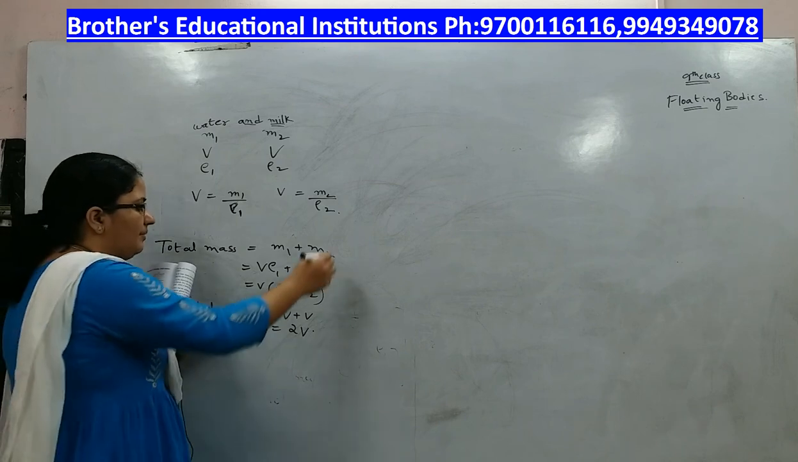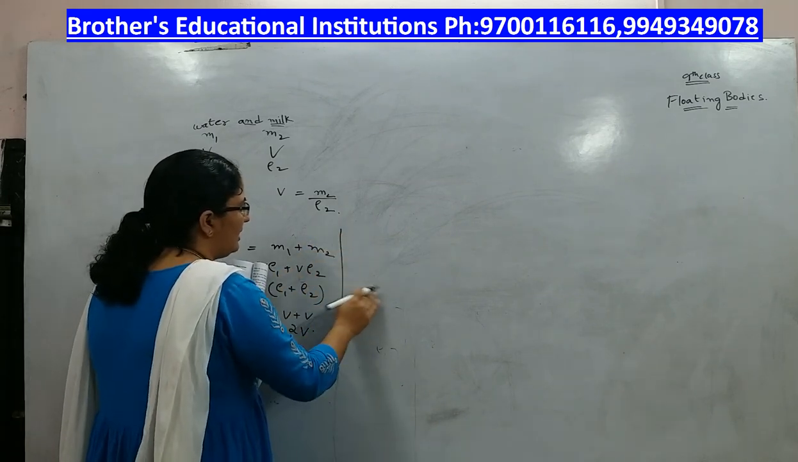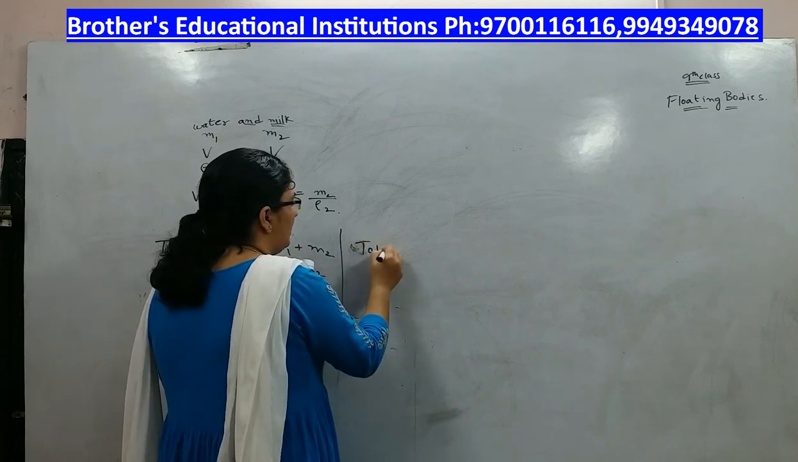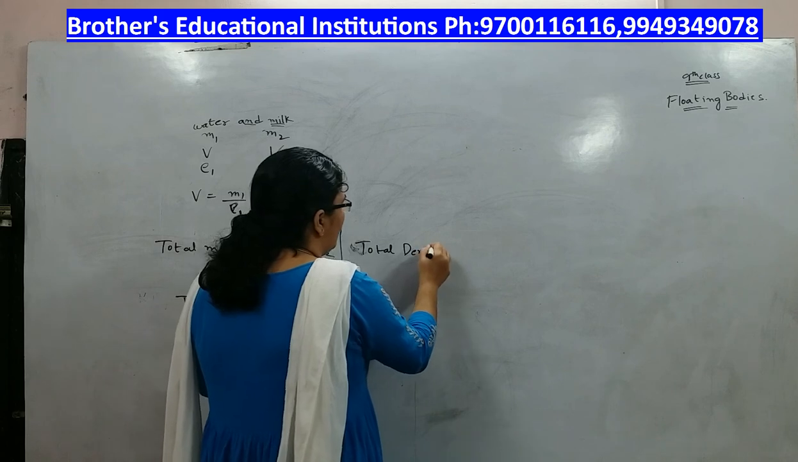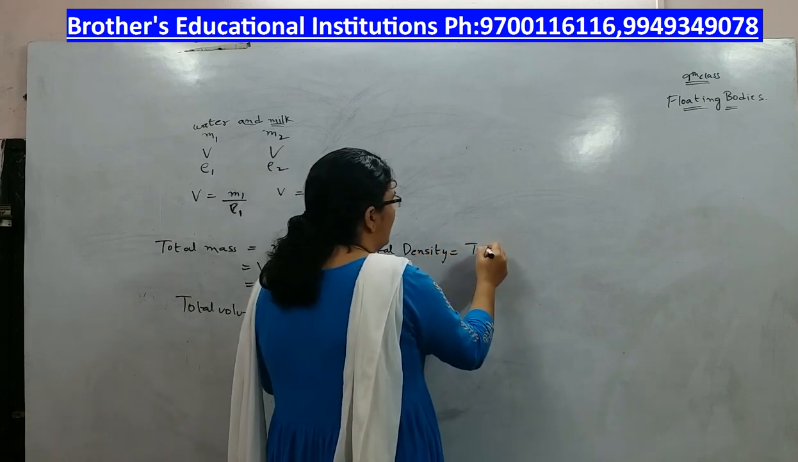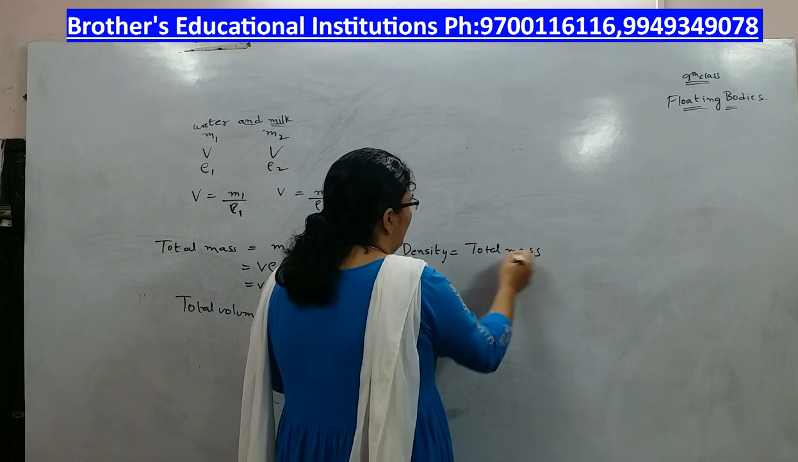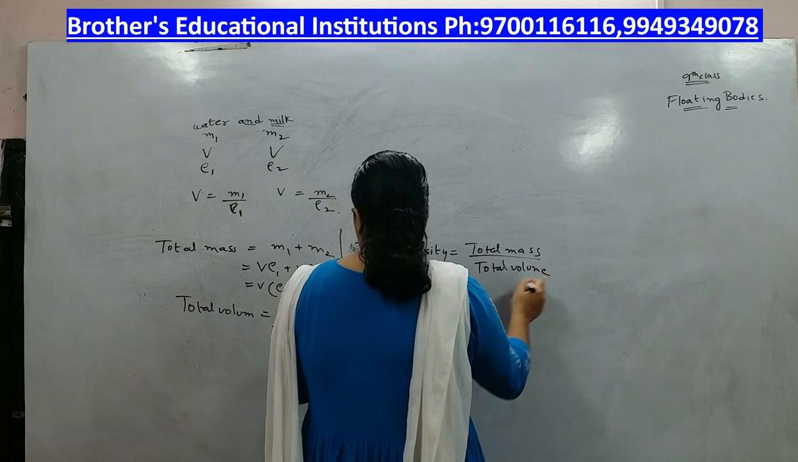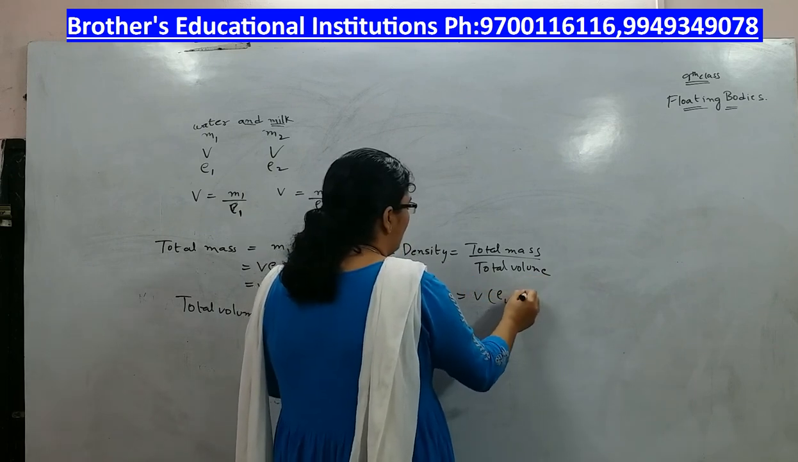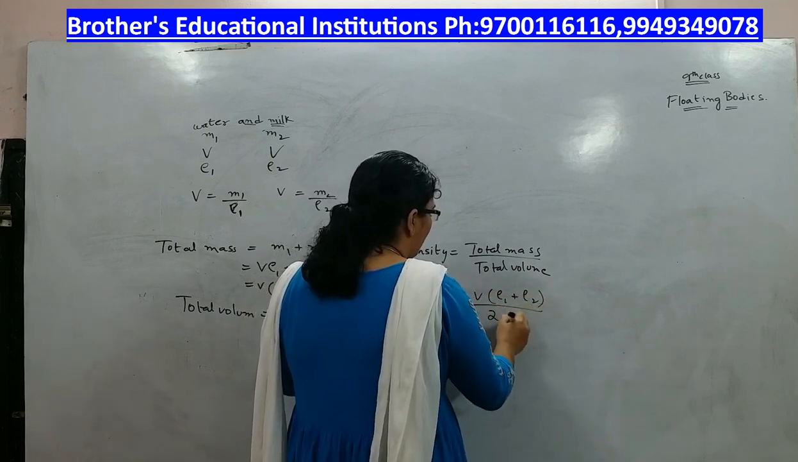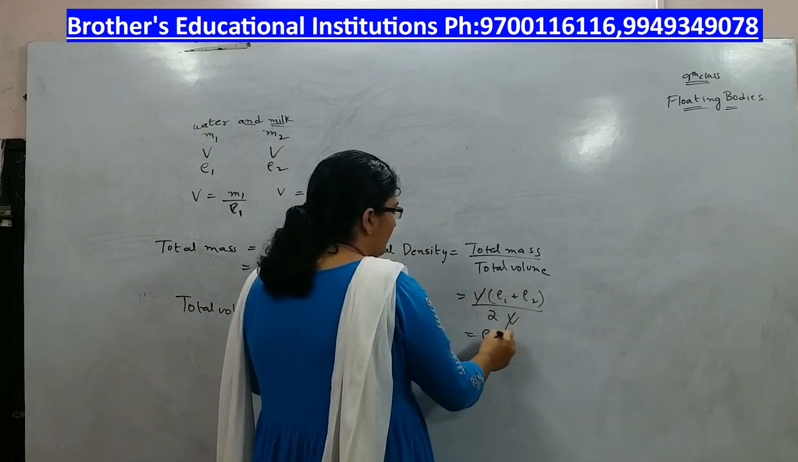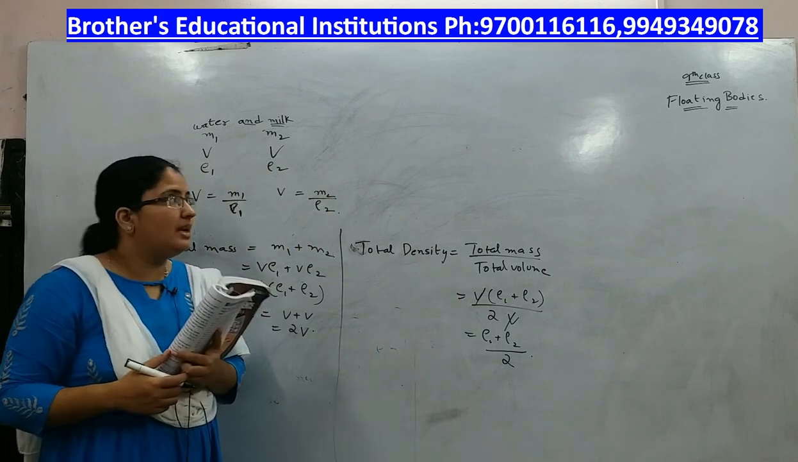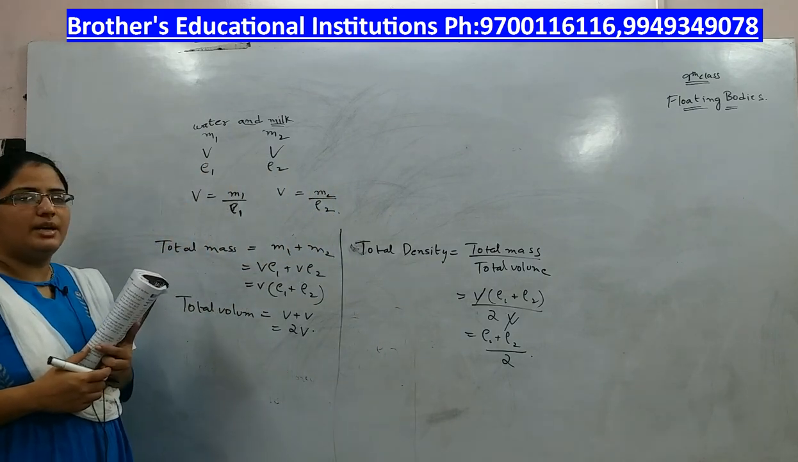Now effective density, total density is equal to total mass by total volume, that is v into rho 1 plus rho 2 by 2v. v cancel, rho 1 plus rho 2 by 2. So this is the total density, effective density when volume is same, mass is different, density is different.